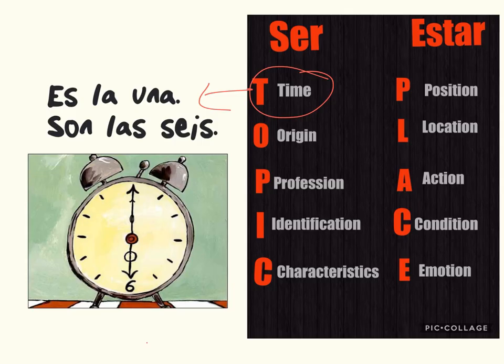So the first rule for when to use ser is time. If you look at the rules for ser, we see that TOPIC is a way to remember ser. So the T in TOPIC is time. So for example, if I was saying what time it is, "es la una," or "son las seis," those are forms of the verb ser.